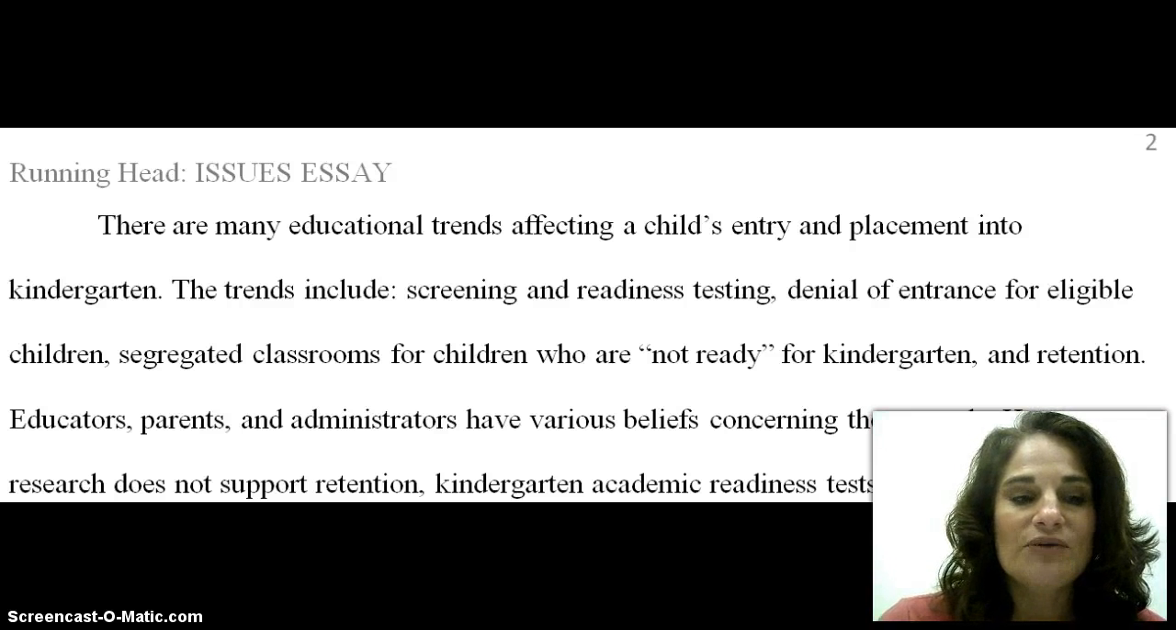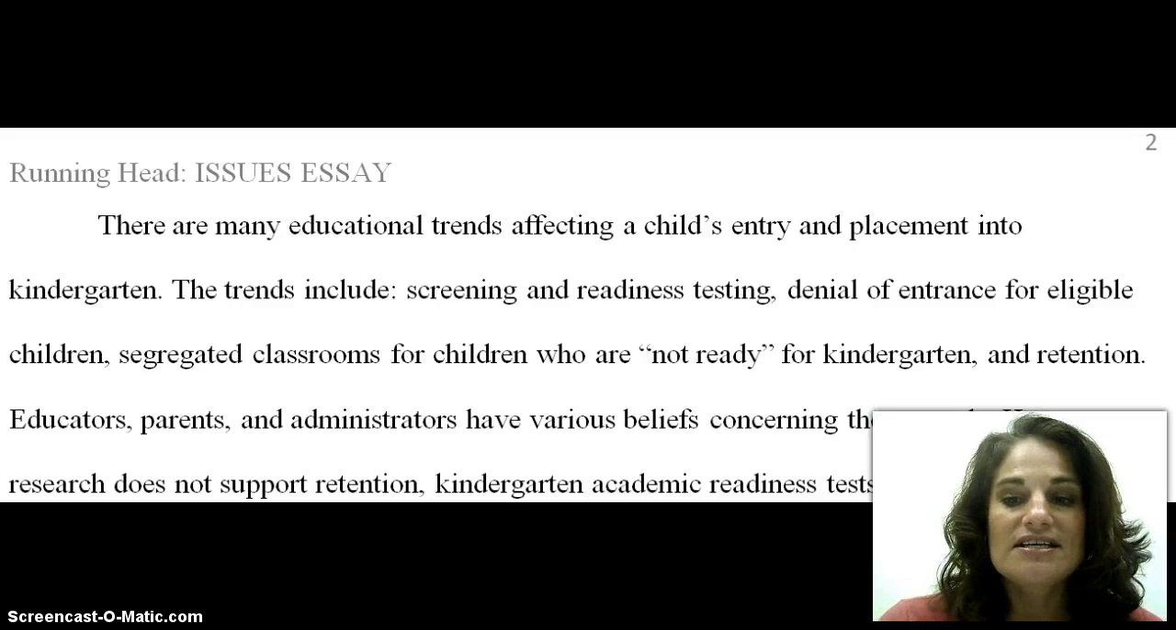For example, mine reads, "There are many educational trends affecting a child's entry and placement into kindergarten. The trends include screening and readiness testing, denial of entrance for eligible children, segregated classrooms for children who are not ready for kindergarten, and retention." So right there, I stated my issue in my topic. Then I went a little further.